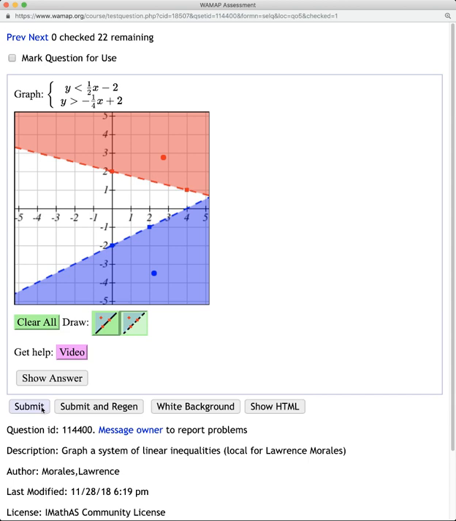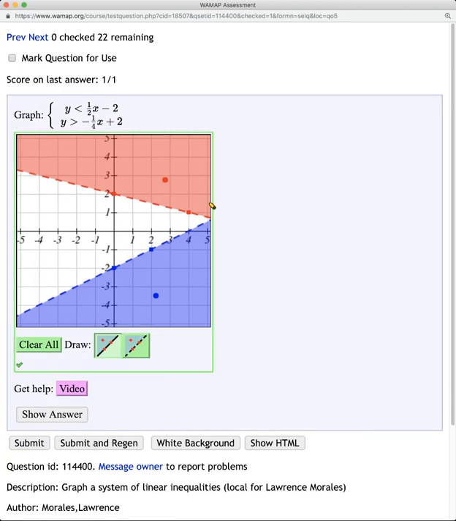And then when we click submit, that tells us that we're correct and that our graphical representation of the solution set for this system of inequalities is accurately drawn.